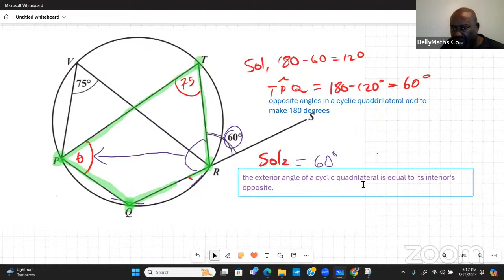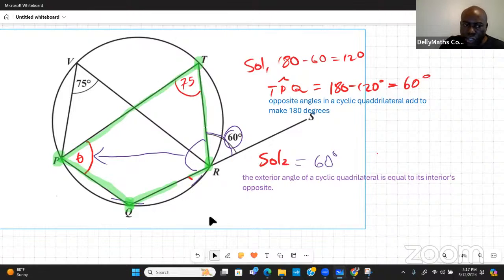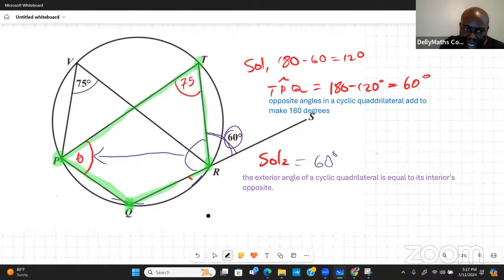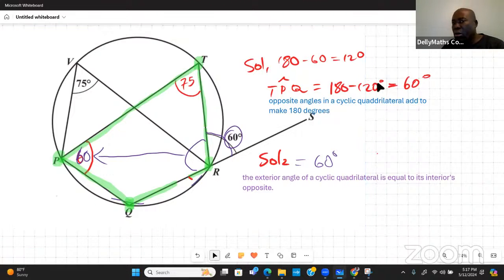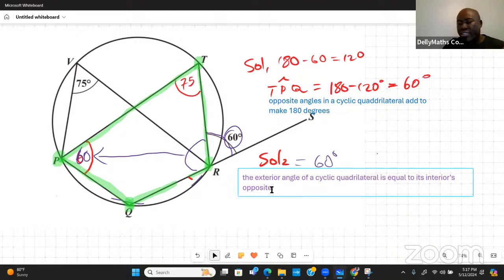The exterior angle of a cyclic quadrilateral is equal to its interior opposite. That's the only way you could do it. So you could say this or say that, right? And this is 60 right here. Both ways we get 60. So the reasons have to come with your working though. If I work it out like solution one, I have to give that reason. And if I work it out like solution two, I have to give this reason.